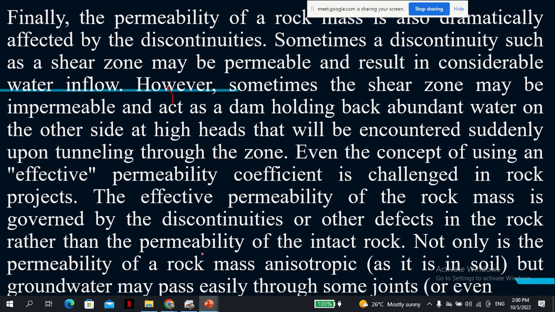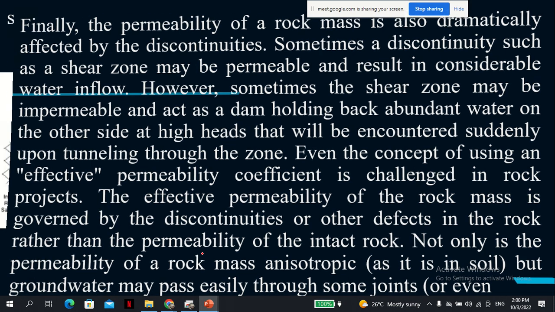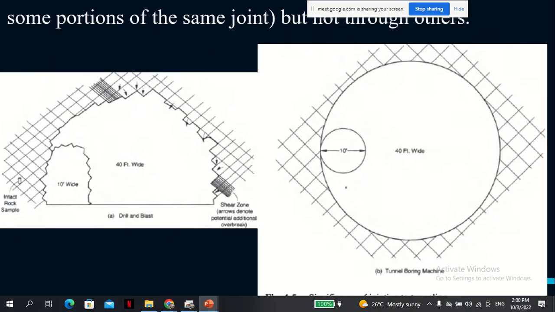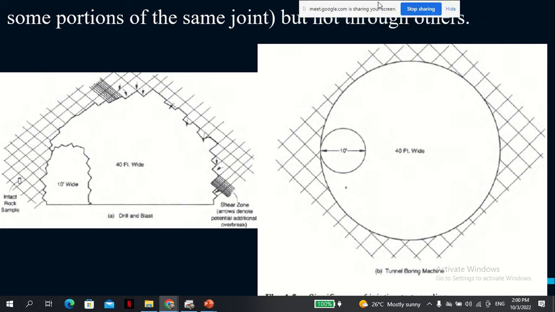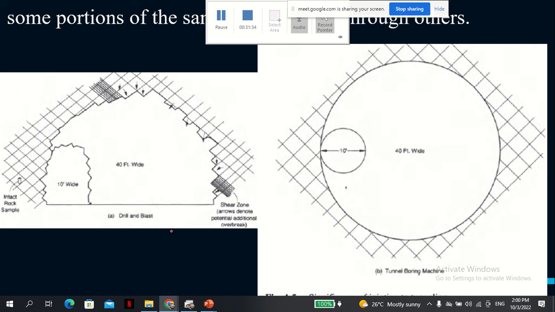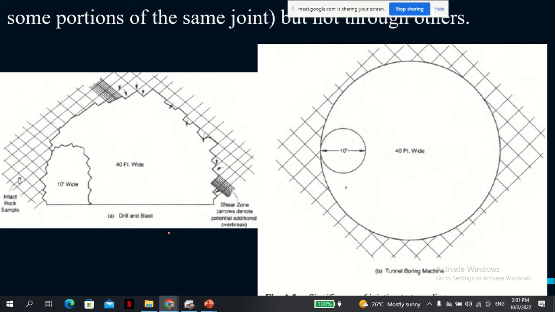Not only is the permeability of rock mass anisotropic as it is in soil, but groundwater may pass easily through some joints or even some portions of the rock joint, but not through others. So you can see the challenges we are dealing with. In a nutshell, in broken rock, you probably find high permeability. If the rock is intact, then the flow is only through the discontinuities, because the intact rock is likely impermeable or has very low permeability.